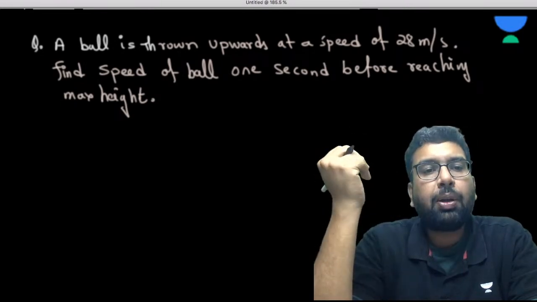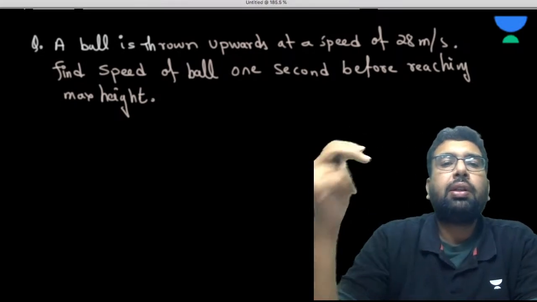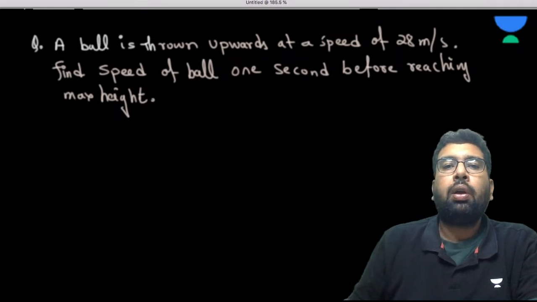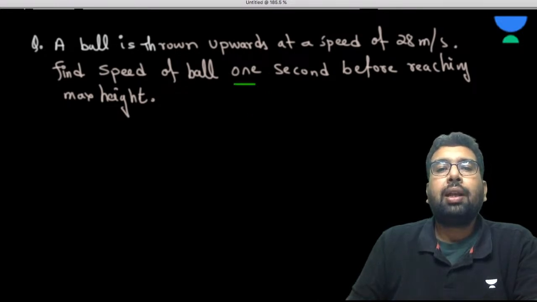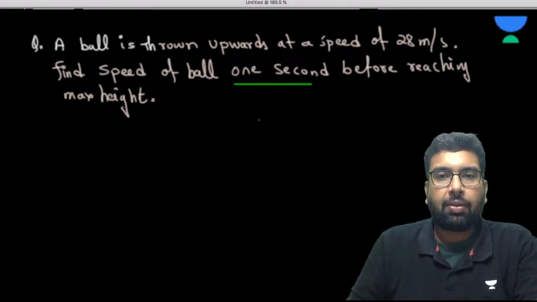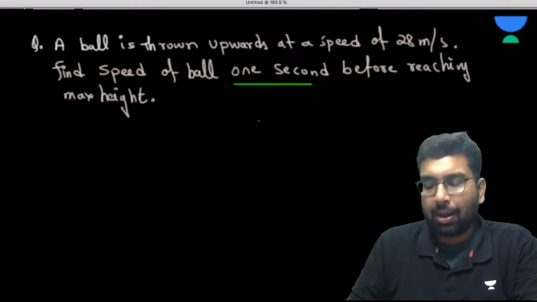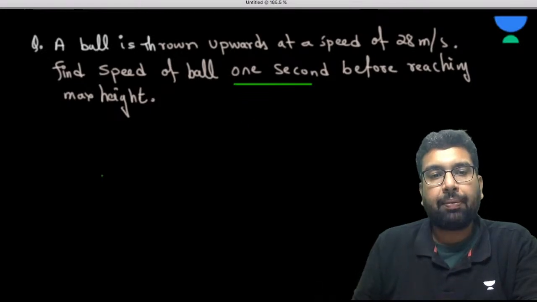Very nice. So very simple question. It says a ball is thrown upwards at a speed of 28 meter per second. Find the speed of the ball 1 second before reaching maximum height. Right?